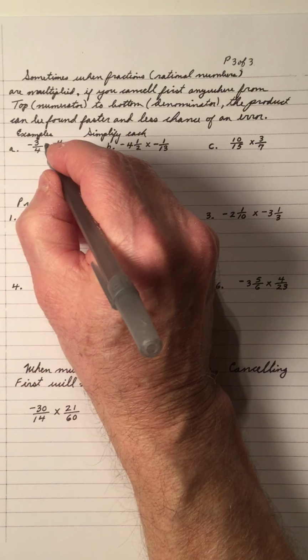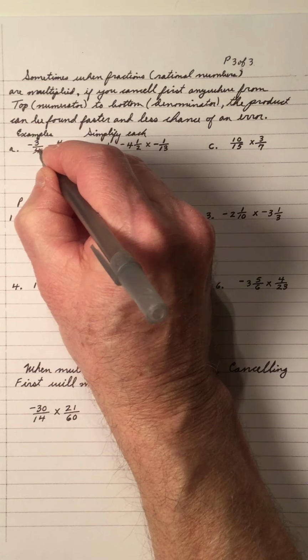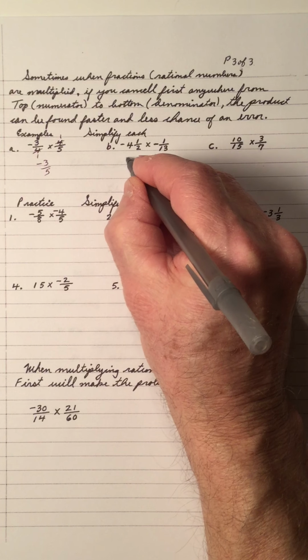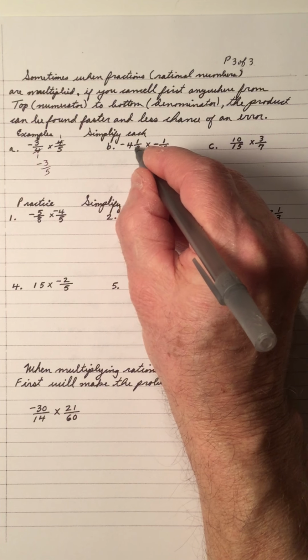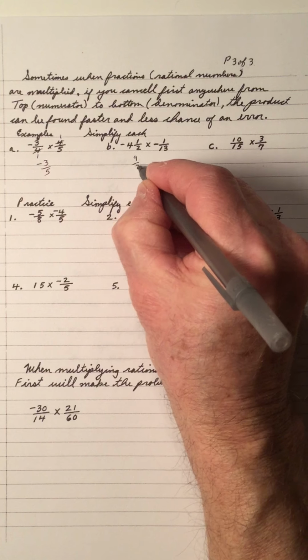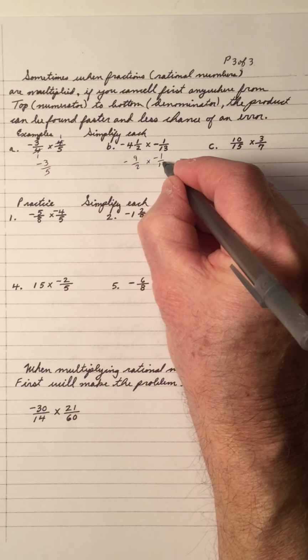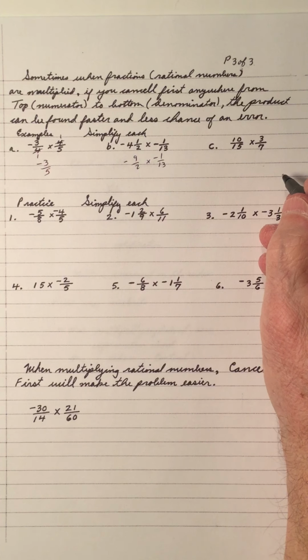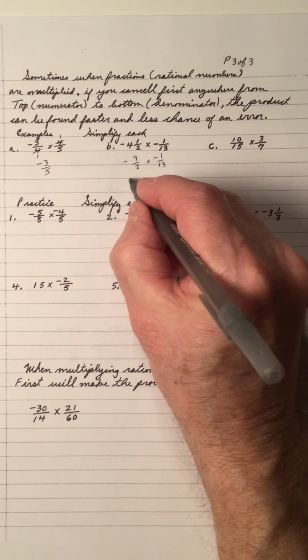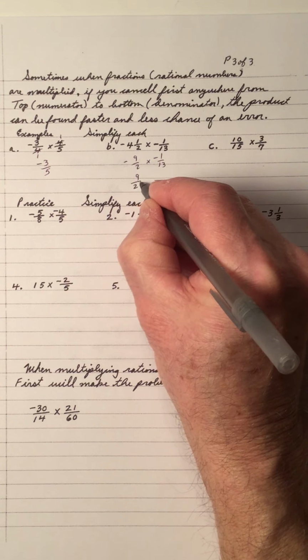So can I cancel? 4 into 4 goes once. 4 into 4 goes once. I get a negative 3 over 5. Change that to a... 8. 4 times 2 plus 1 is 9 over 2, and it's negative, times negative 1 over 13. And that's 9 over 26.